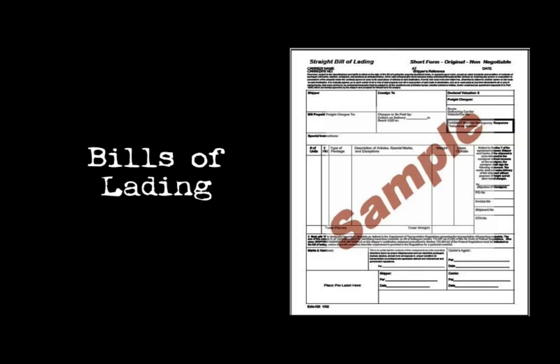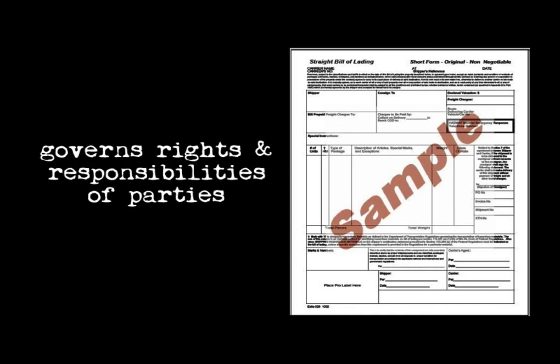The primary document you're dealing with is the Bill of Lading. This is the document which governs the rights and responsibilities of the party. It also serves as the title to the goods. The buyer will need it to claim the goods when they arrive. We'll talk more about bills of lading next week when we talk about finance.